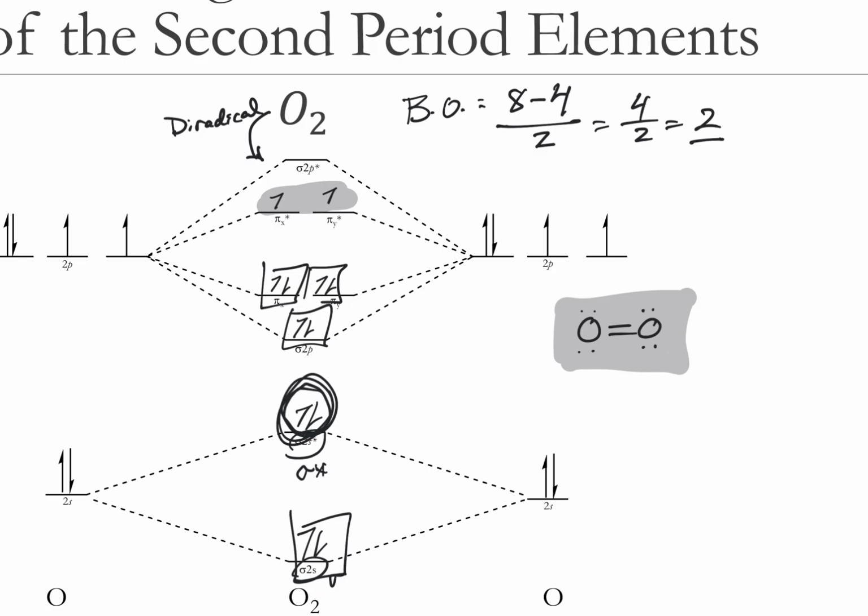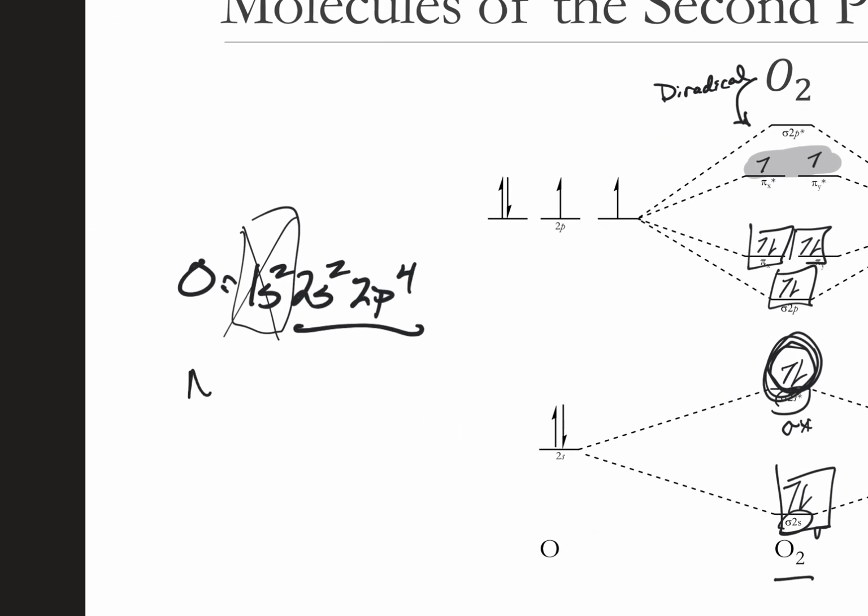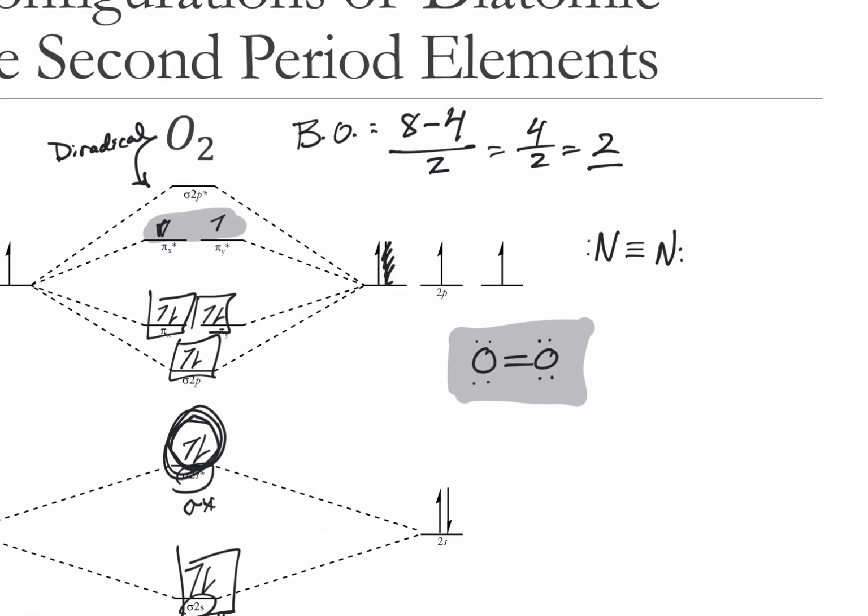So nitrogen, for example, had this Lewis structure, and nitrogen has one less electron. It's 1s2, 2s2, 2p3. So we get rid of this electron there, and you get rid of this electron here, which means both of those are gone. And so the bond order for nitrogen is 3, and you get the Lewis structure matching it.